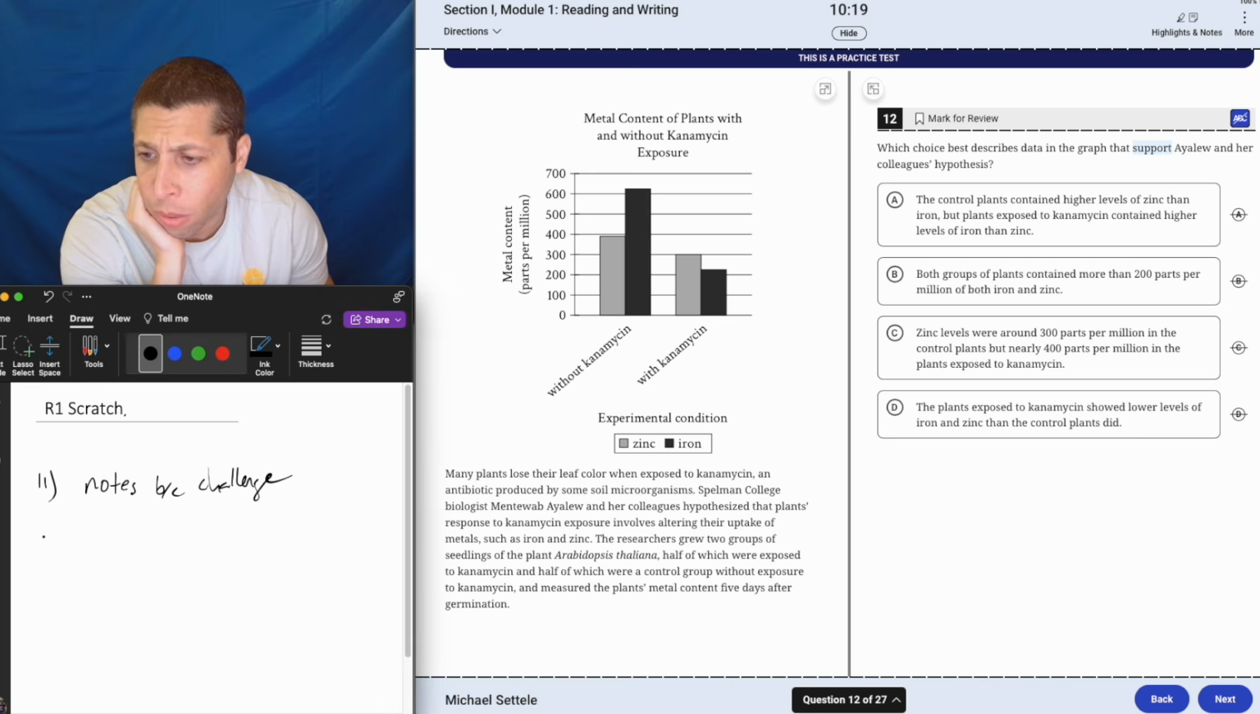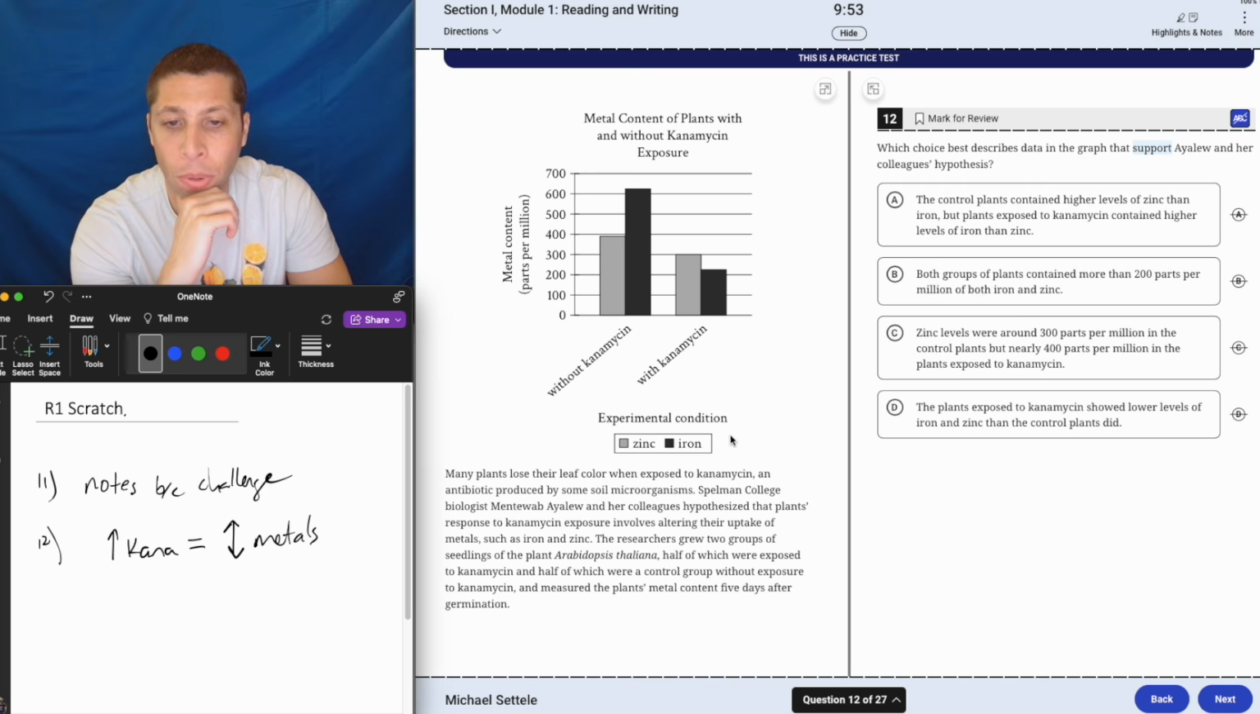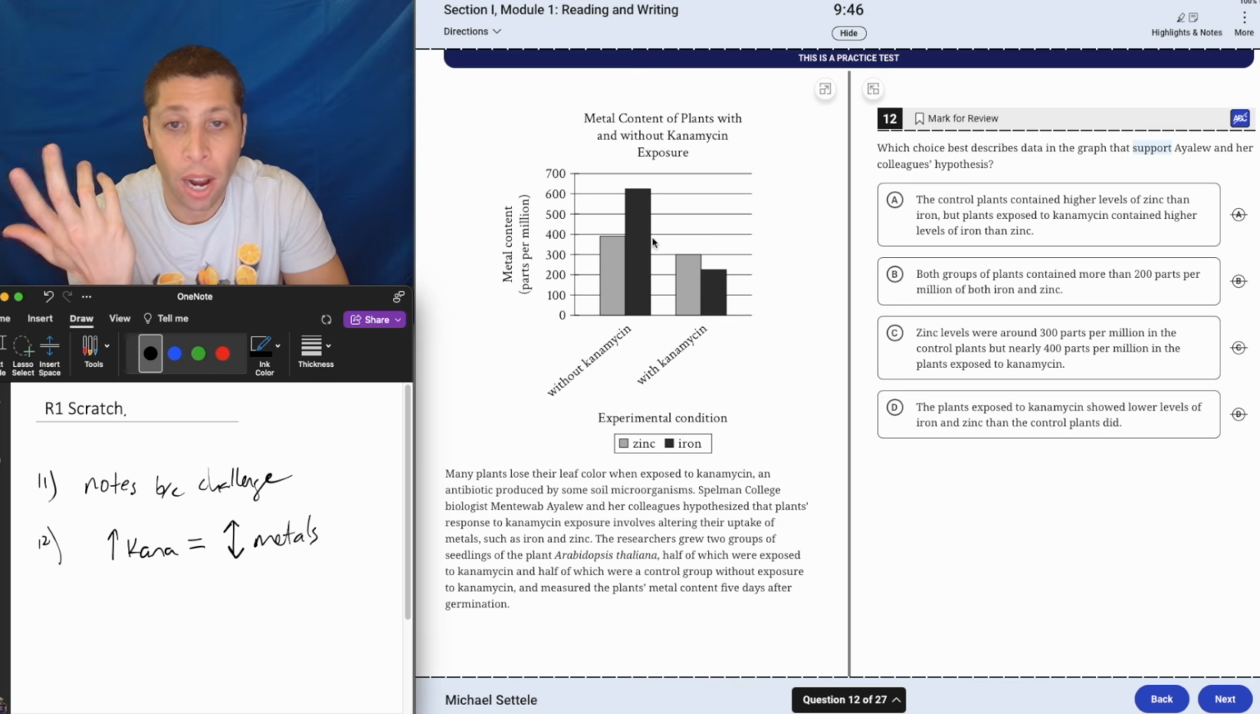Okay, so the hypothesis was that kanamycin exposure involves altering their uptake of metals, which equals some sort of change. So they haven't specified whether it's an up or a down, but something's going to change, right? So if we look at it, these rectangles are different than these rectangles, especially for iron.